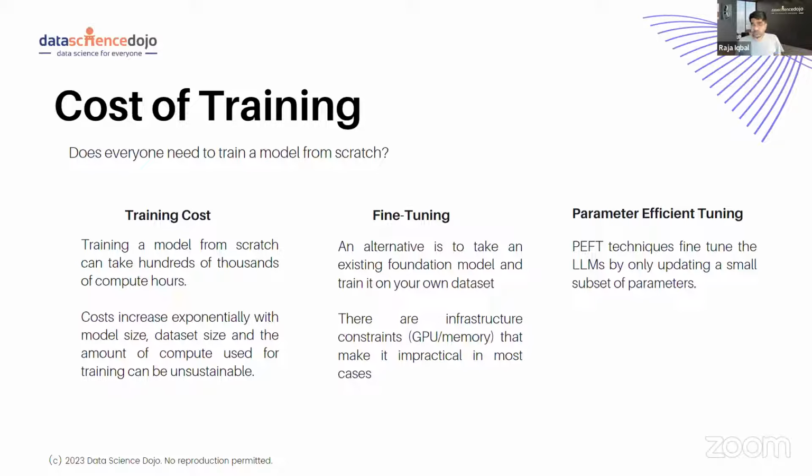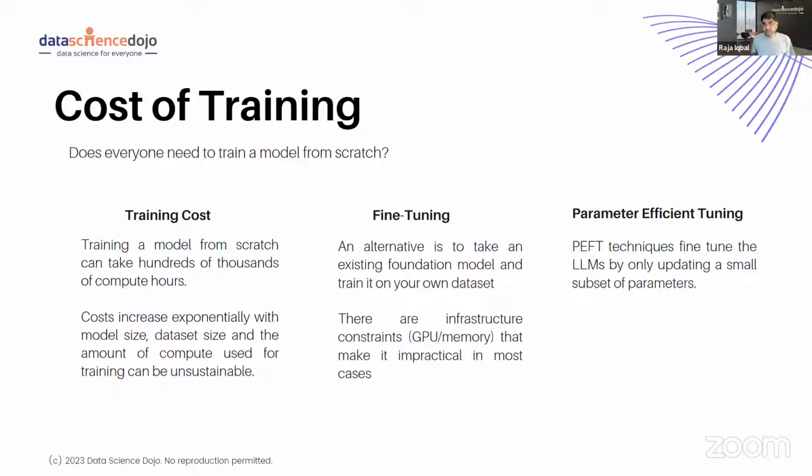There is this concept of fine-tuning. Fine-tuning is also possible. There is parameter-efficient fine-tuning as well. Fine-tuning is taking the existing foundation model and training it on your own data set. But once again, the reality is, because of the large number of parameters involved, there are so many parameters that when you try to fine-tune them, it makes it impractical for most companies.